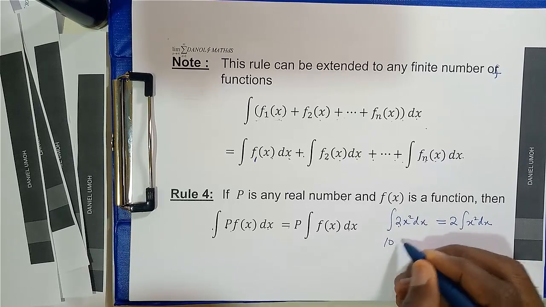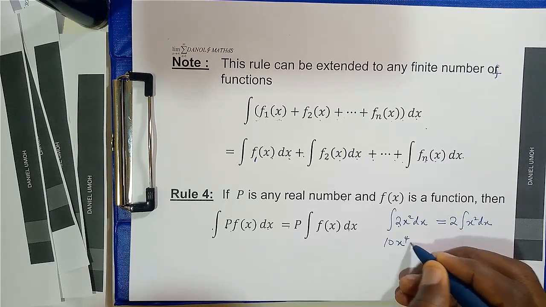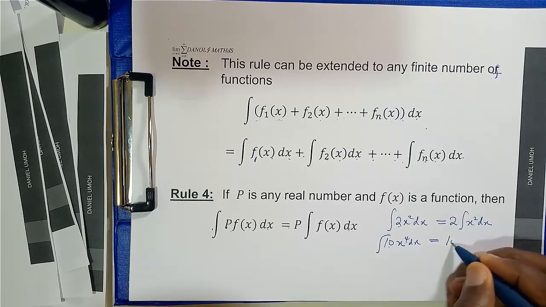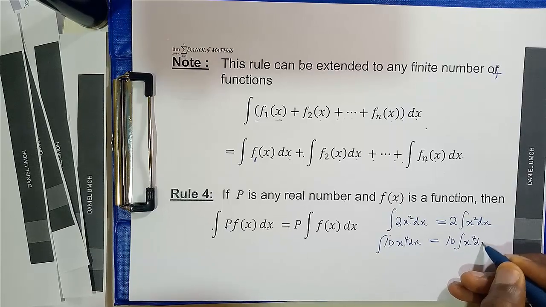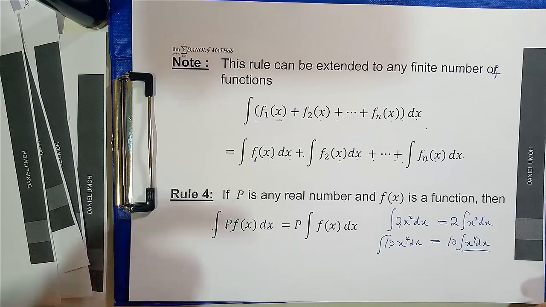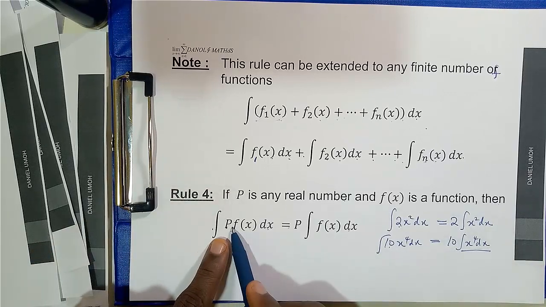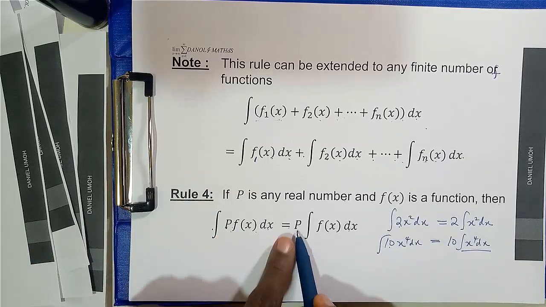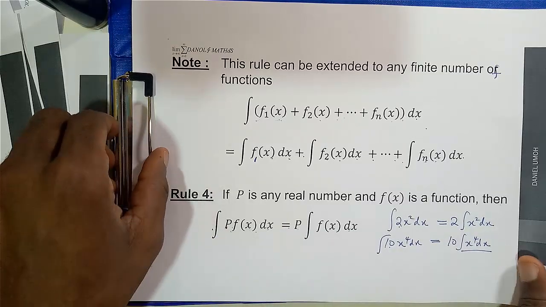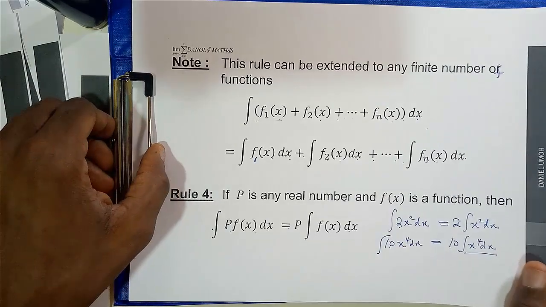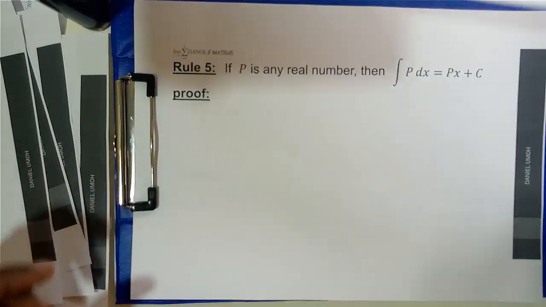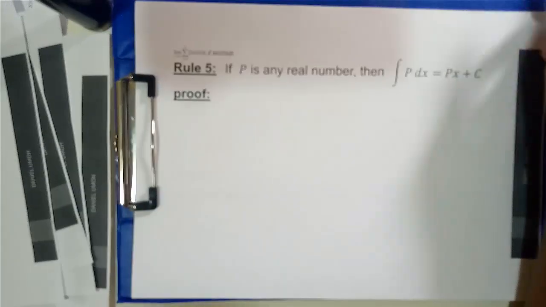If I have integral of 10x^4 dx, I can always bring out the 10 to have 10 integral x^4 dx and then integrate this. So what rule 4 is saying is that for any real number multiplied with a function, we can always bring out the real number and then integrate the function. Okay, I hope you understand what I've been explaining so far. Let's advance. Now, rule 5.